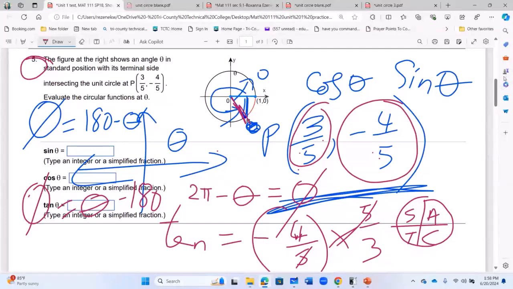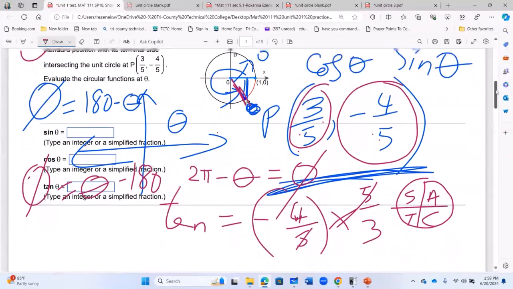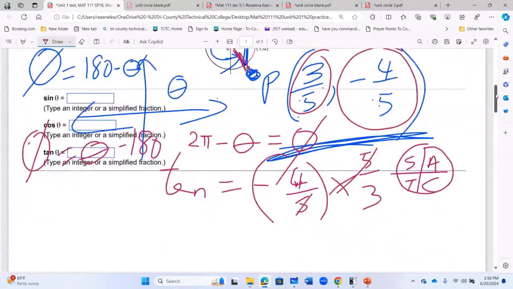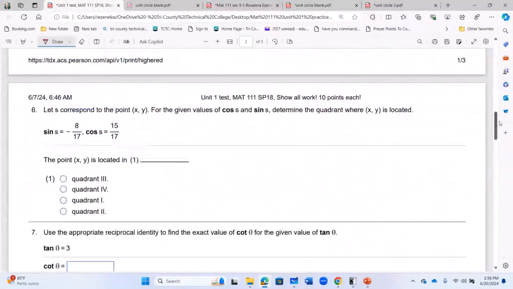So if you understand what I said today, you already know that question number 5 is a question that you don't need to solve. All you need is, do I know that all students take calculus? Do I know how to find the reference angles? Let me write it again. Reference angles.